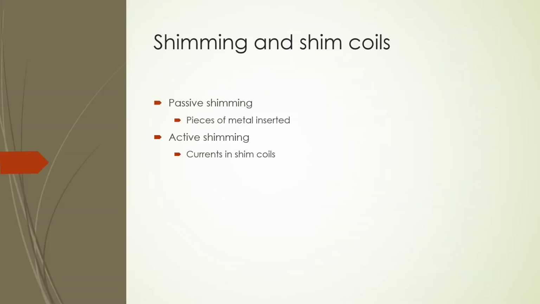The next component is the Shimming coil. Shimming coils are used to adjust the homogeneity of the magnetic field. There are two types of shimming: passive and active shimming. Active shimming adjusts the magnetic field by using currents through the shim coils, while passive shimming involves inserting pieces of metal at points in the magnet to adjust the homogeneity of the field.